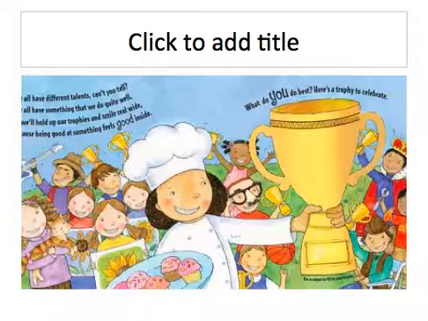And then we have a book where it kind of cuts up the text, but it's all about how they all have different talents, can't you tell? They all have something that they can do well. "They all hold trophies and smile real wide, and all feel good inside. What do you do best? Here's a trophy to celebrate."